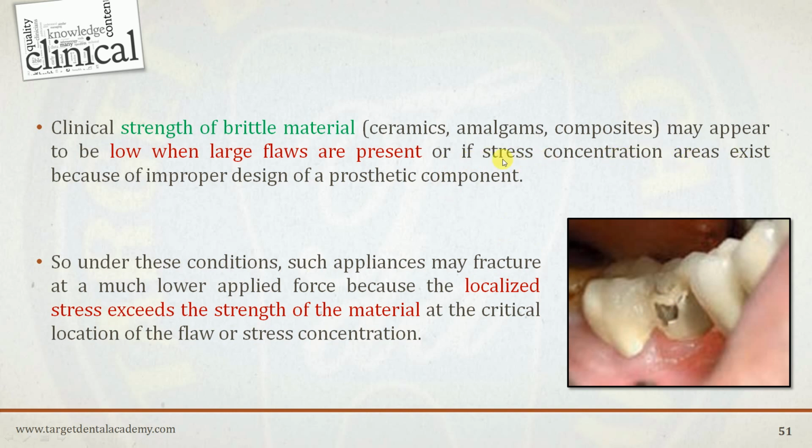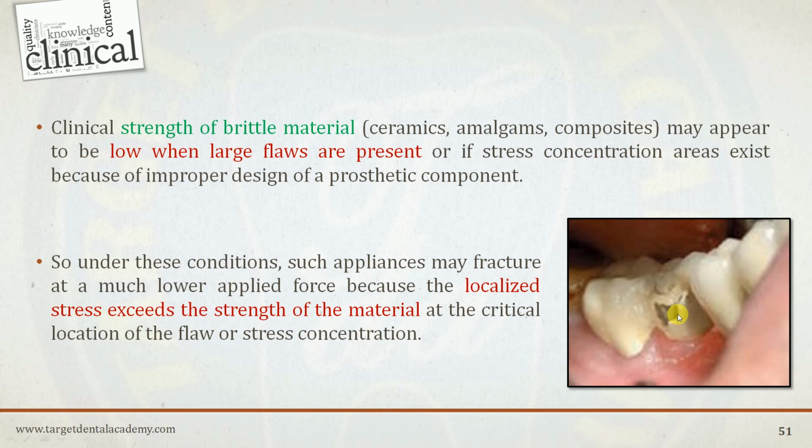or if stress concentration areas exist because of improper design of the prosthetic component. Under these conditions, such appliances may fracture at a much lower applied force, because the localized stress exceeds the strength of the material at a critical location of the flaws or the stress concentration. Why does it fracture? Because the stress exceeds the strength of the material at a critical location, and what you get is stress concentration. So the strength of the material is not that high, the localized stress keeps poking at this area and it will cause the fracture.